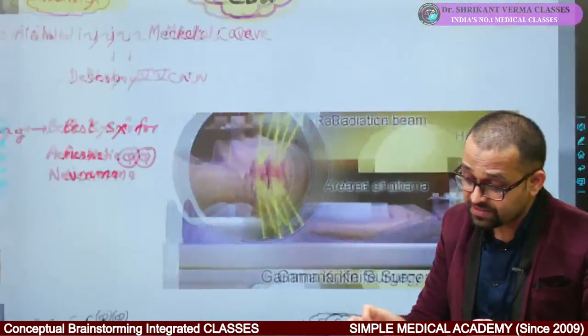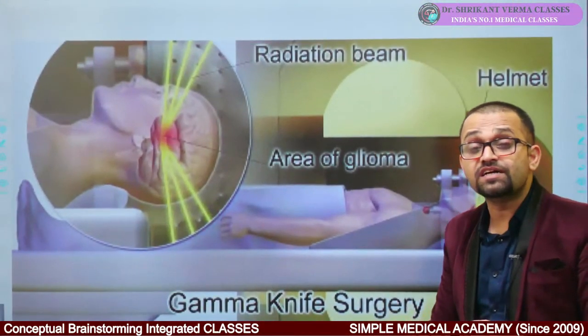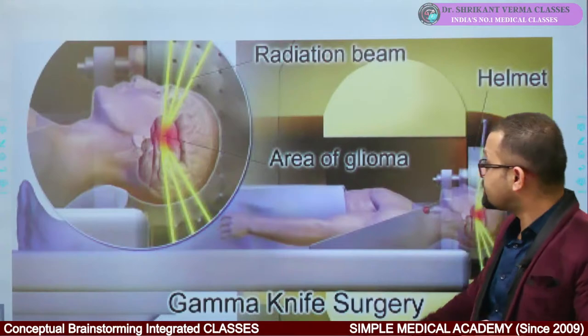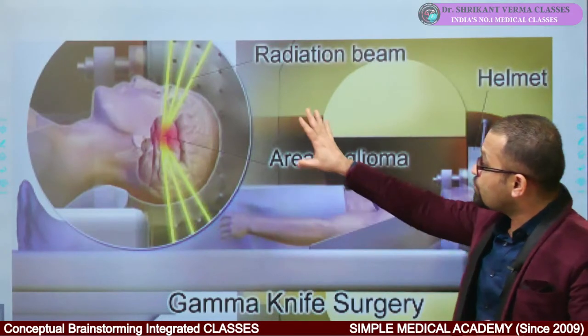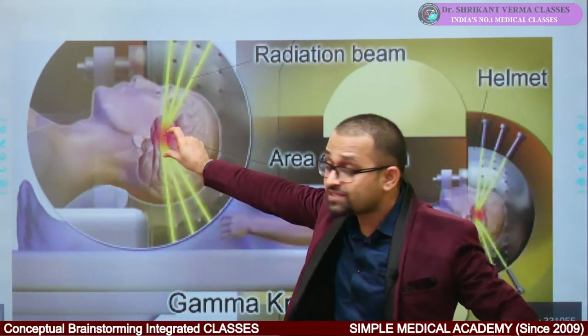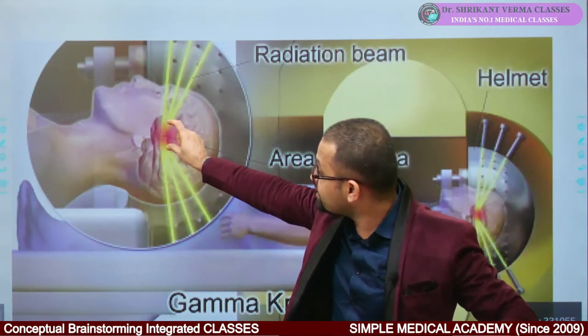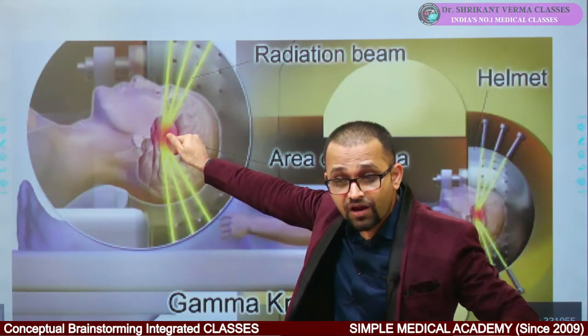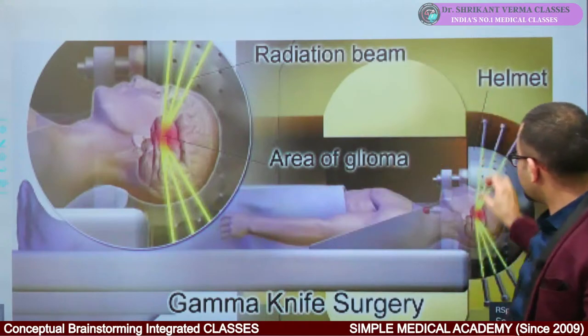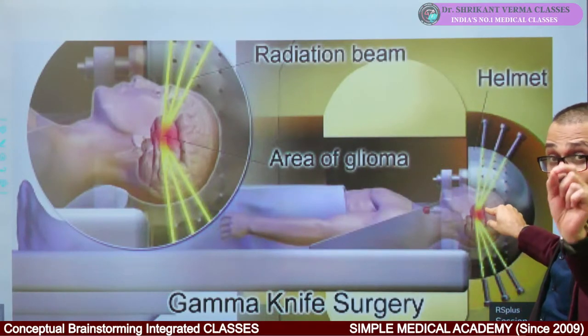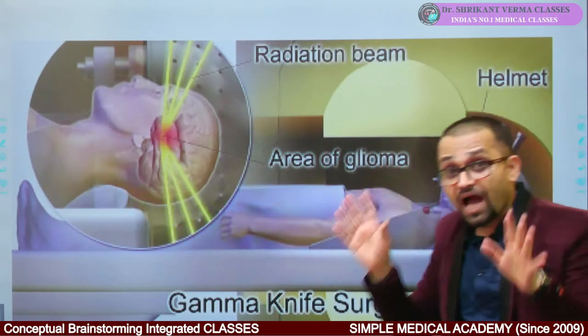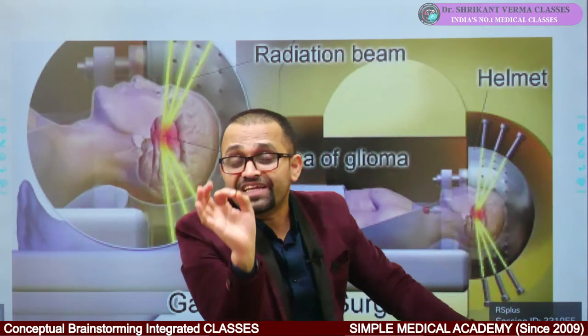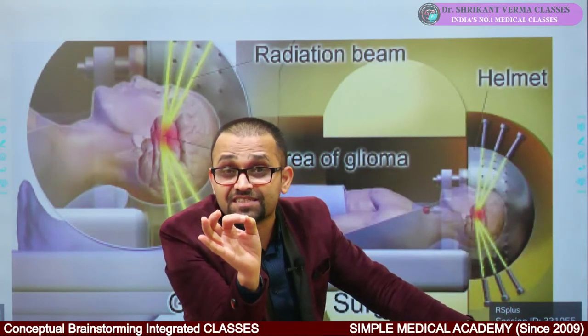What is happening? See here. For trigeminal neuralgia, we are performing gamma knife surgery. With the help of the MRI machine, you are locating the brain tumor. You are locating the trigeminal nerve ganglion. Now gamma rays are coming and they are concentrating at the particular part and totally destroy it. What is the benefit? No need of a single incision.